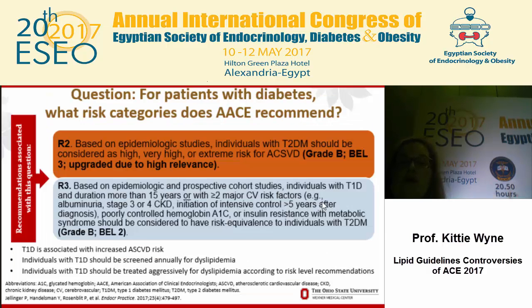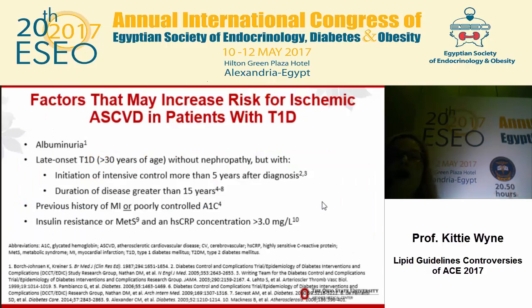So in terms of knowing that we now have these three high-risk categories, high, very high, and extreme risk, I want to come back to diabetes. For the person with diabetes, the recommendation is that they should be considered either high, very high, or extreme risk. However, we separated out type 1 diabetes because not everybody with type 1 diabetes is very high or extreme risk. They should definitely be screened annually, but the key is who's at the greatest risk. And again, I pulled that out into a separate slide.